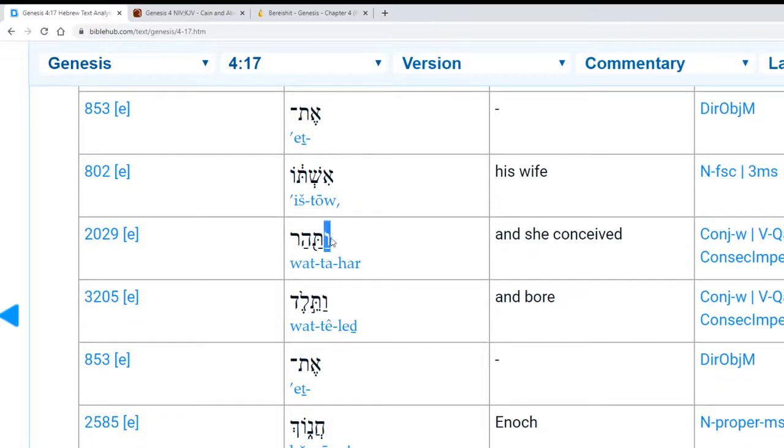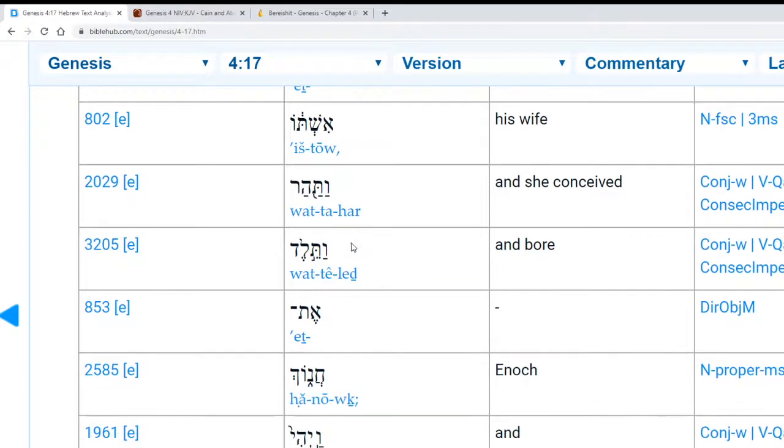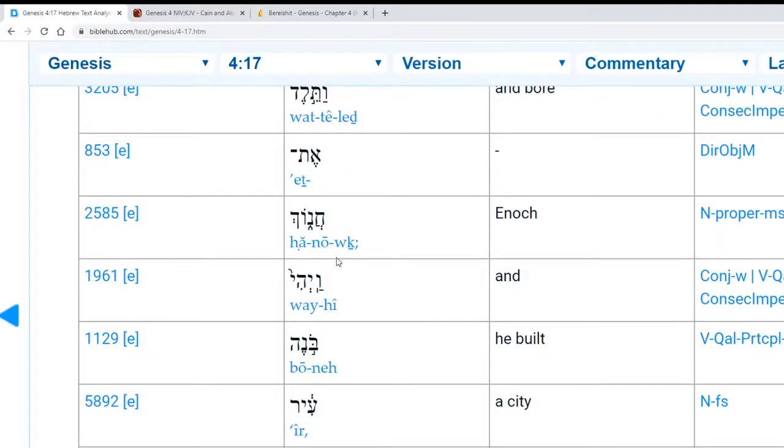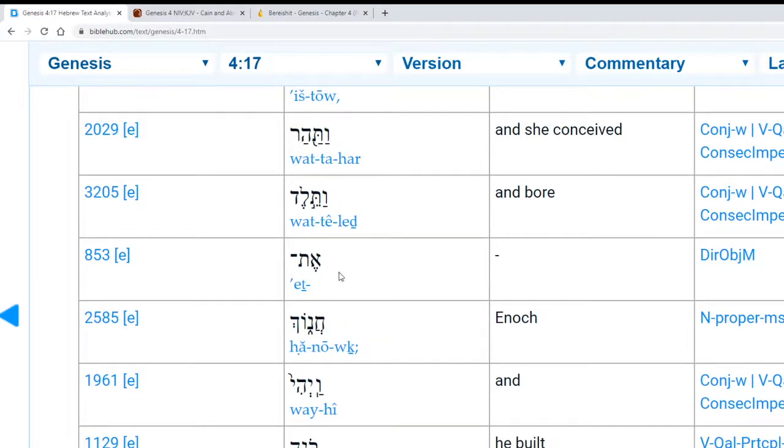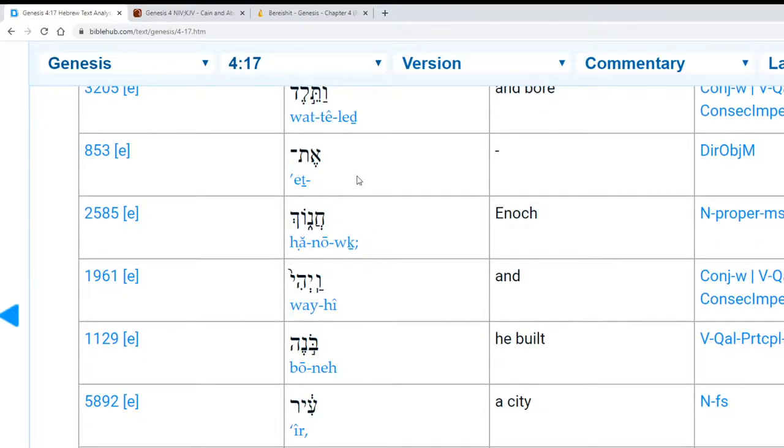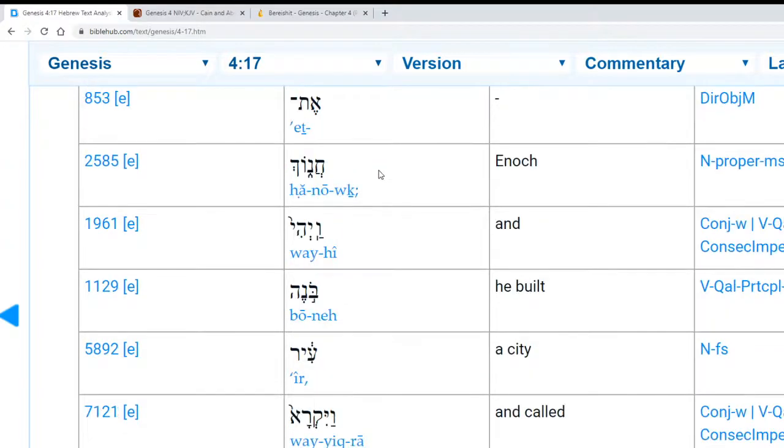Vatahar, conjunctive vav, similar to how we had with Eve, and she conceived. Vateled, conjunctive vav, again, leda, to give birth to. We've had similarly earlier this chapter. Et, that is the direct object marker. Chanoch, so this is obviously they're translating Enoch.